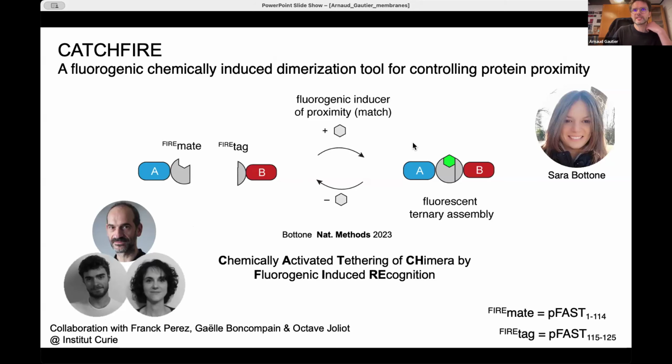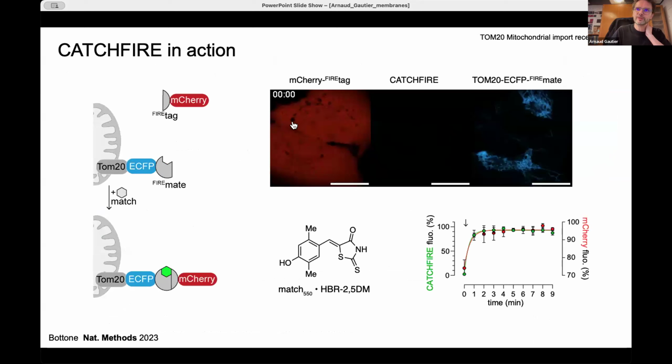So how does this CATCH-FIRE technology work? Here it's a very simple experiment to demonstrate CATCH-FIRE in action. We have a cytosolic protein, mCherry, which is fused to FireTag, and the FireMate, which is anchored at the surface of mitochondria through a fusion with a TOM20 receptor. In absence of the MATCH molecule, the two proteins do not see each other. So you have a cytosolic protein here in red and a mitochondrial protein here in blue.